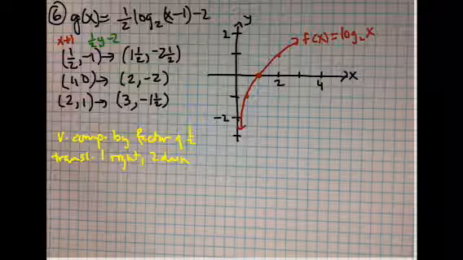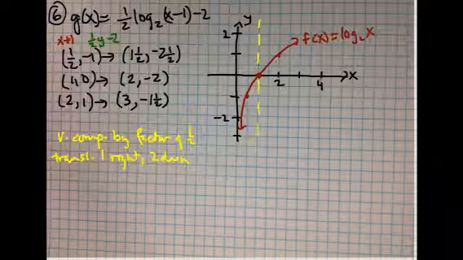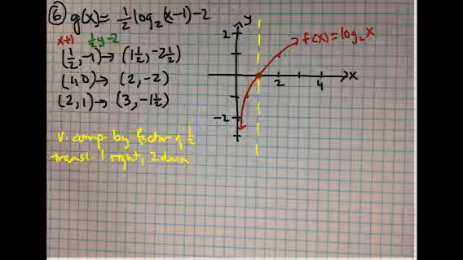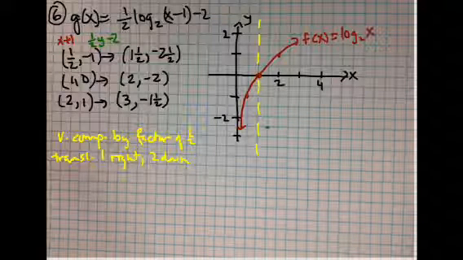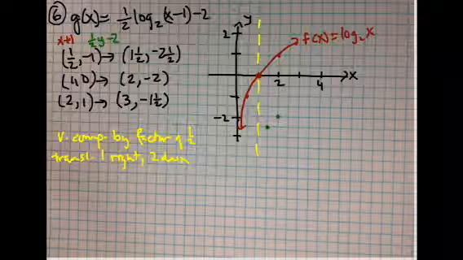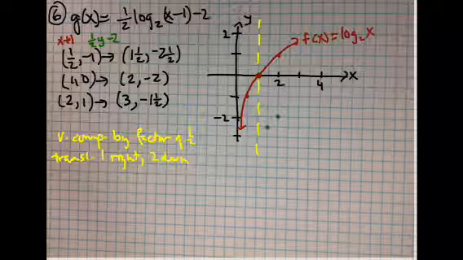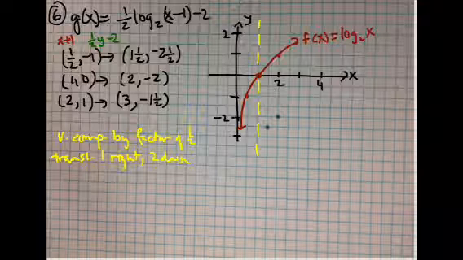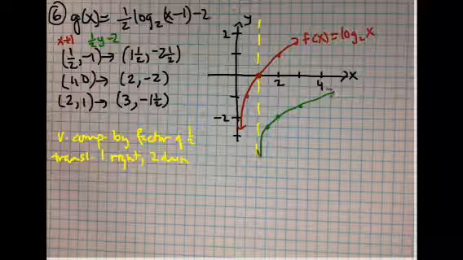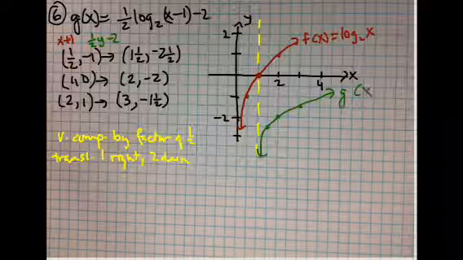Okay, so I'm going to draw the vertical asymptote right here. Now I'm going to plot the points: 1 and 1/2, negative 2, so about here; 2, negative 2; 3, negative 1 1/2, so about here. Okay, so there's g of x.